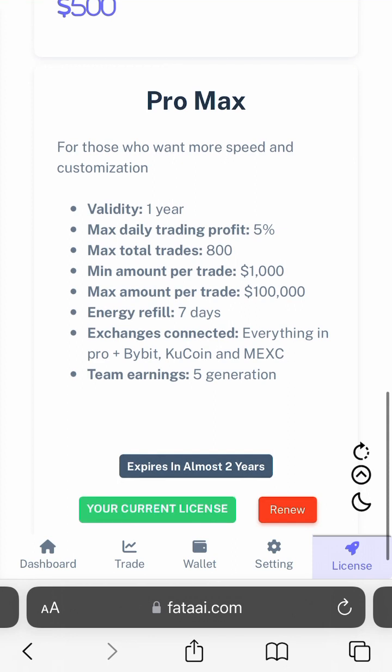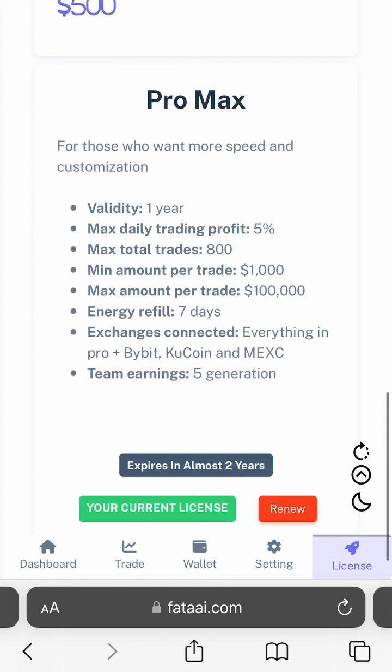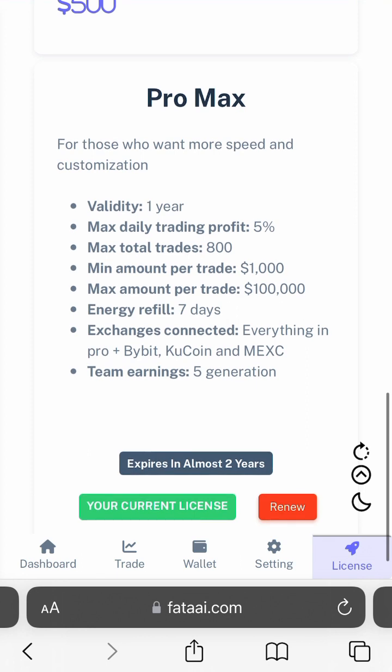Imagine you have 100 persons under you, and they are trading, even if they are on the free package. Imagine your profit by the end of the month. It's going to be huge.